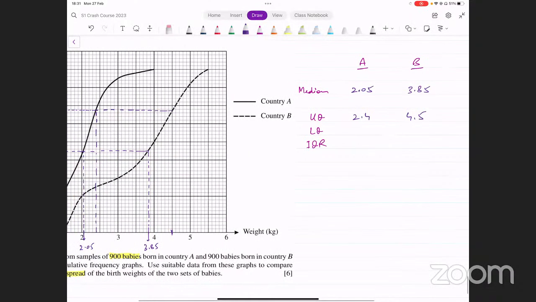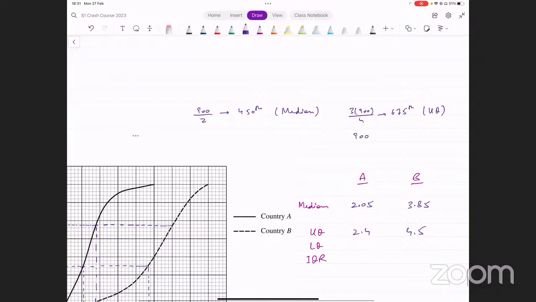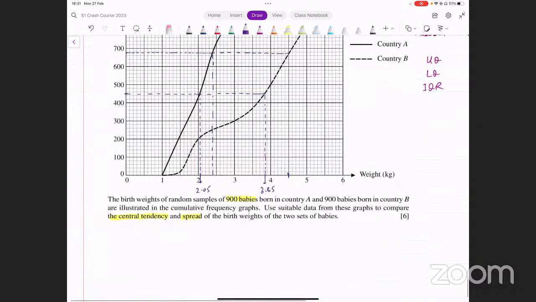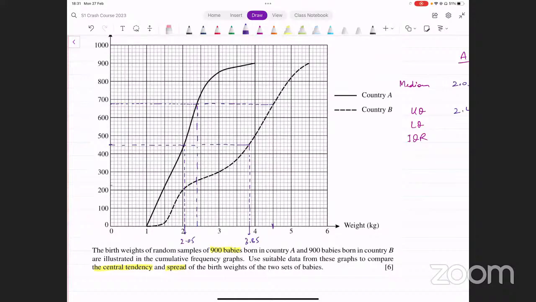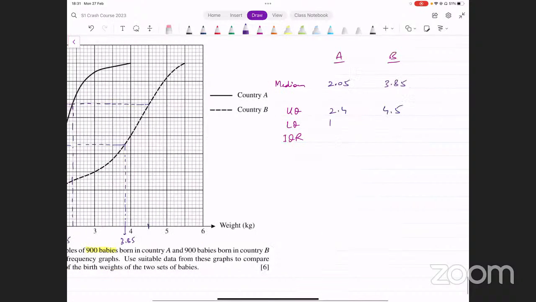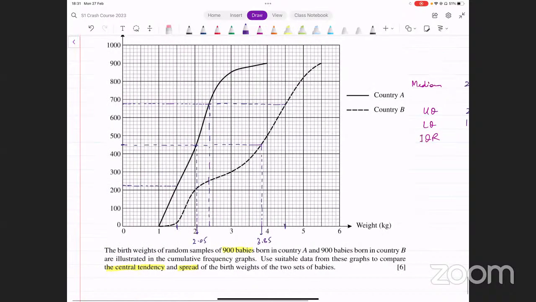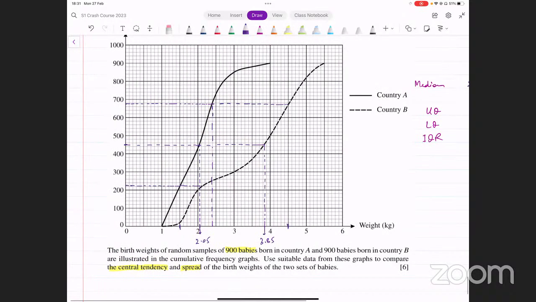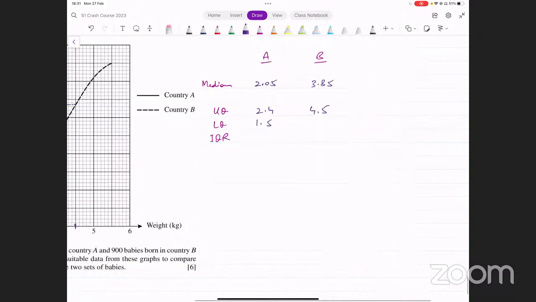For the lower quartile, we would need to calculate 900 over 4, n over 4. That gives us the 225th value. The 225th value is going to give us the lower quartile. Now let's go back to the graph. The 225th value is going to be somewhere around here, and this is 1.5 for country A. For country B, it's going to be somewhere around here, which is coming out to be 2.15 for me.